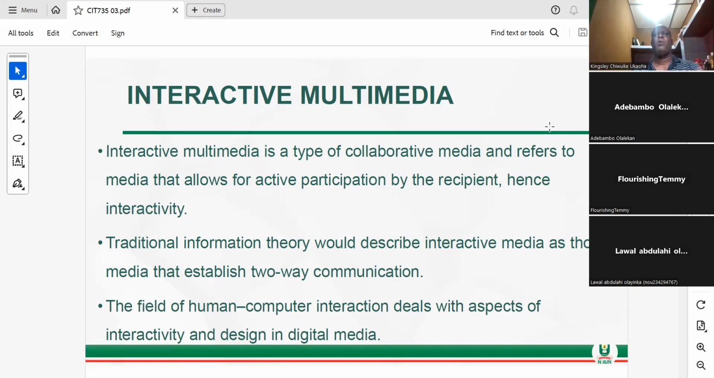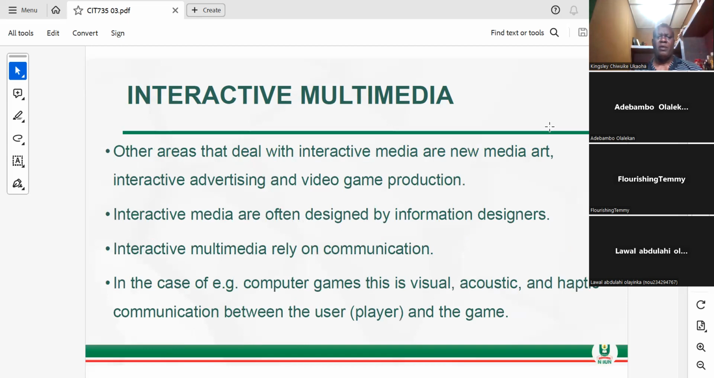From the video game, we now have computer programs that can simulate interactivity. While things are going on, you, the user, can actually control the sequence of events that take place within the computer. Other areas that deal with interactive media are new media art, interactive advertising, and video game production. Interactive media are often designed by information designers, and they rely on communication.